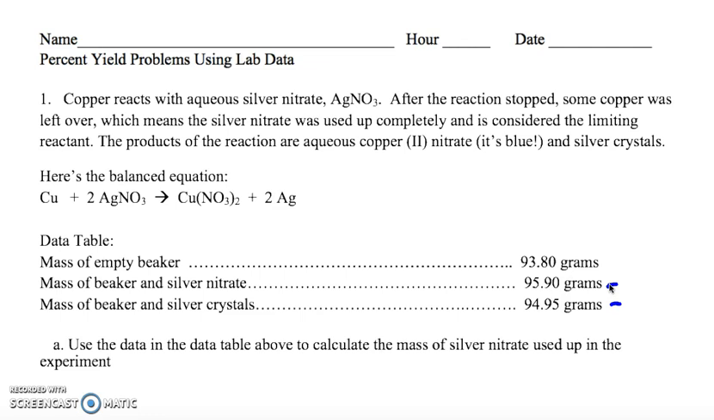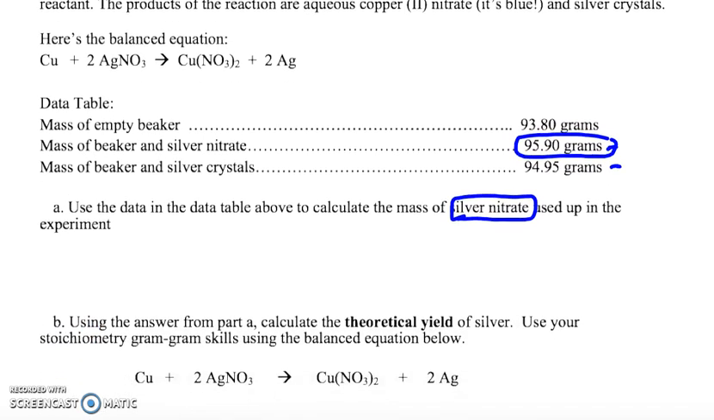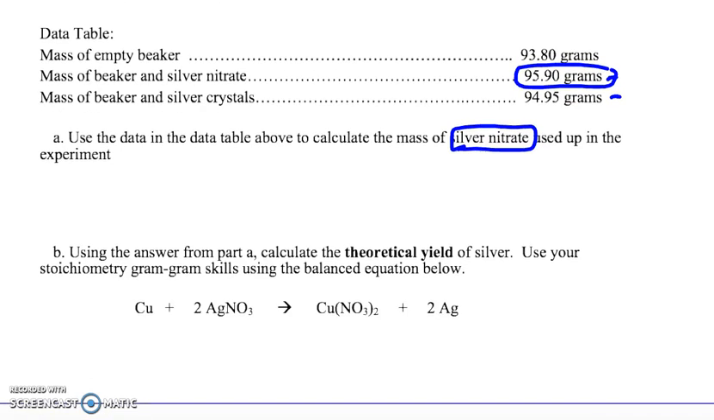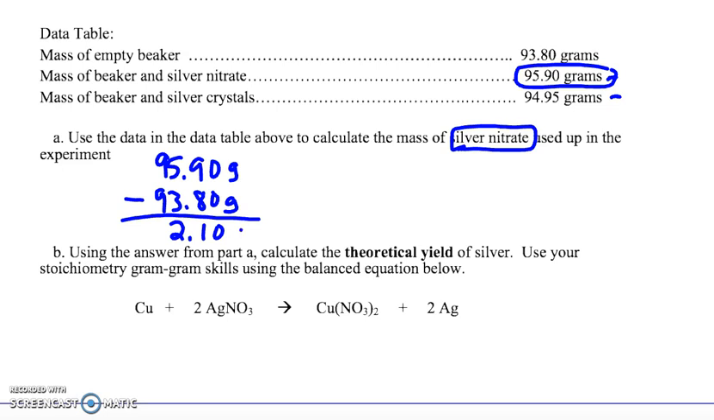We're going to use the data in the data table above to calculate the mass of the silver nitrate used up in the experiment. Okay, so remember, this is the silver nitrate. We are assuming all of it was used up, but what we're going to need to do is to subtract out the mass of the empty beaker. So this is just a simple subtraction problem, 95.90 grams minus the empty beaker at 93.80 grams to give us a calculated answer of 2.10 grams of AgNO3 used up.